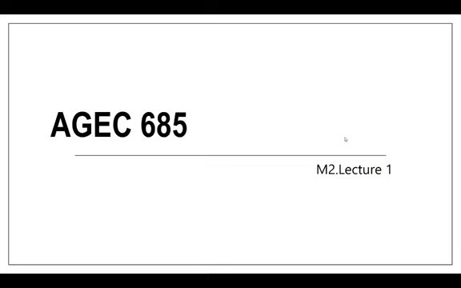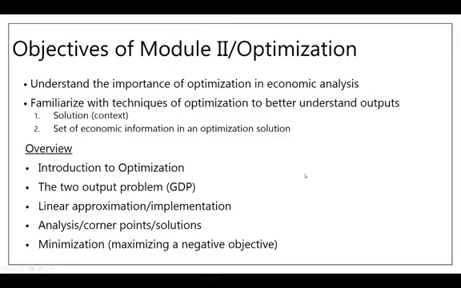Welcome to AGEC 685. This is Module 2, the first lecture material we're going to cover. In this module we will start thinking about optimization more formally. We've talked about it a little bit prior to this, but mostly been thinking about model setup and formulation. Here we are getting into economics and the guts of economics, the thing that makes it all work.